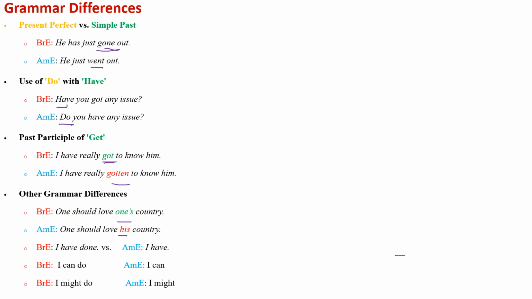And let's see some more differences. Britishers say, I have done, I can do, I might do. In these cases, Americans would just say, I have, I can, I might. So these are the differences. And there are some differences in the use of prepositions and adverb particles.